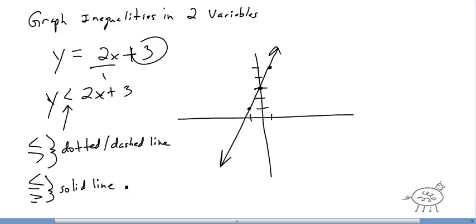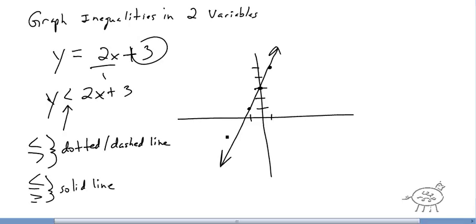So that is the first difference. Be very careful, make sure you do that, because if you don't, you're going to lose 1 point off of there. So you have to make sure you look at which inequality you're using. Another difference with this type of problem is the shading.